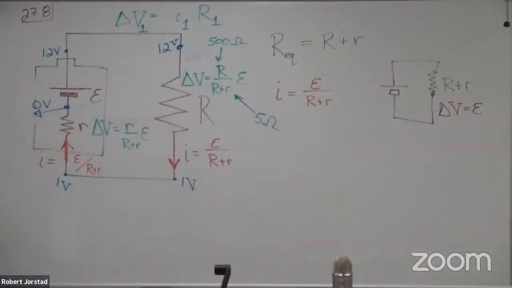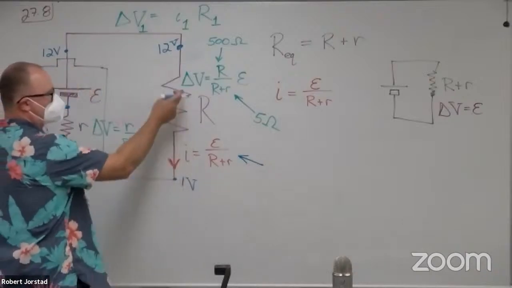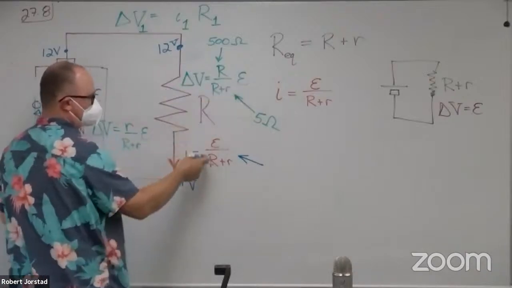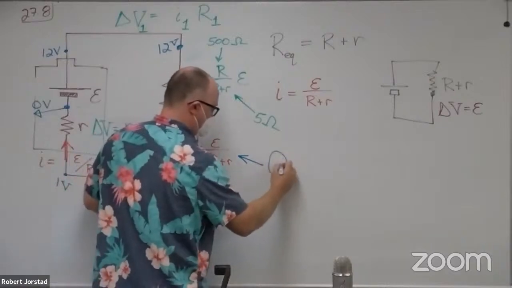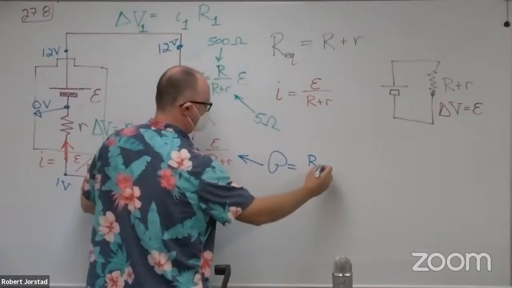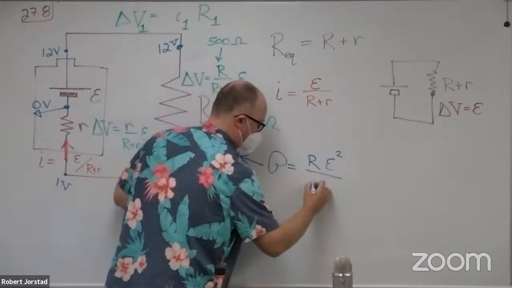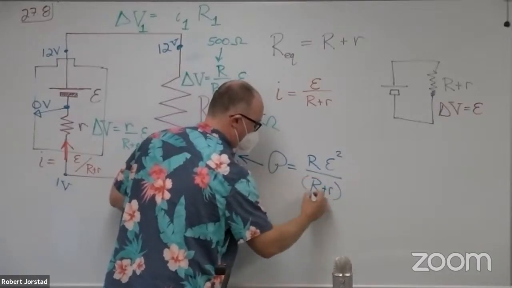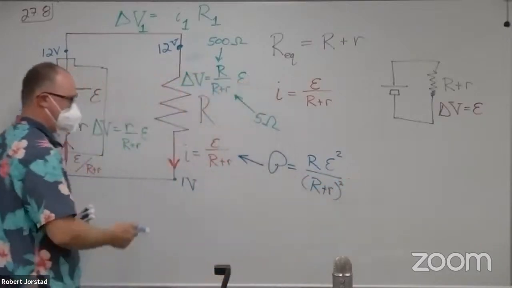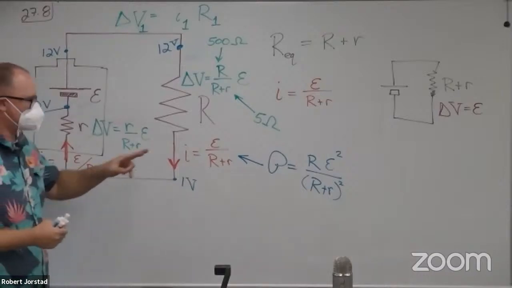Now, I wanted to get to something else though. There's a power calculation. I'm going to get the power, IV. The power here is going to be R E squared over R plus r squared. Let me see if that's right. Is that what you get? Yeah. Okay. So out of all this, this is the thing that I care about.